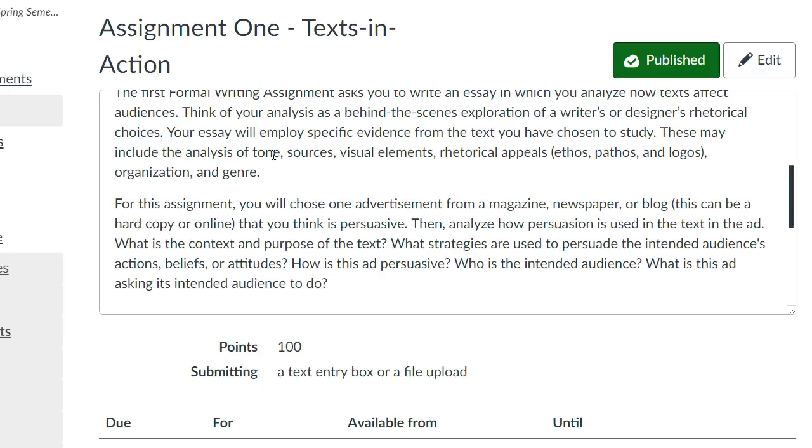And by rhetorical choices, I'm referring to ethos, pathos, and logos, which we have already at this point reviewed. Remember that ethos is ethical appeal, pathos is emotional appeal, and logos is logical appeal. And you're going to think about how those are used in the ad that you choose. In your analysis, you can include those. You can also look over how tone is used, how they might use sources or visual elements.